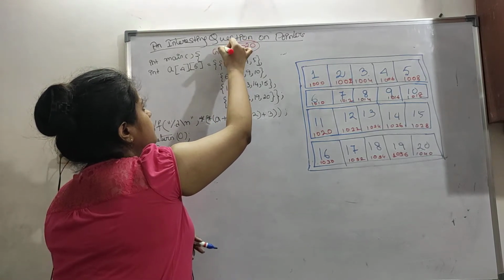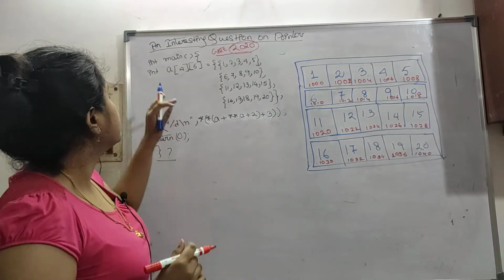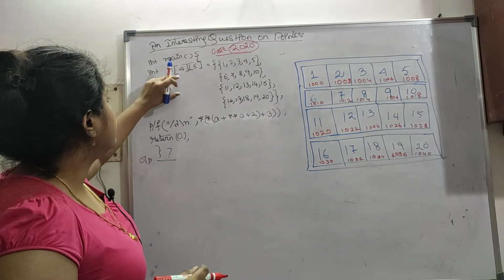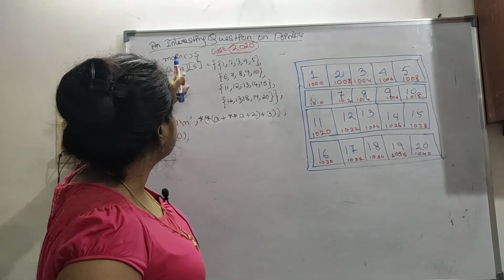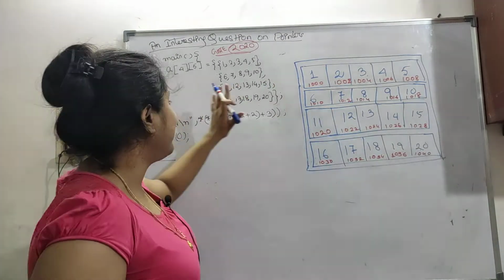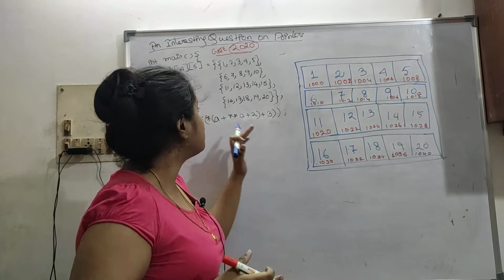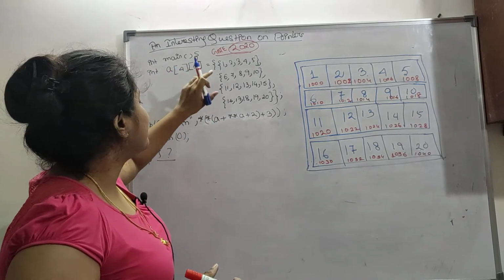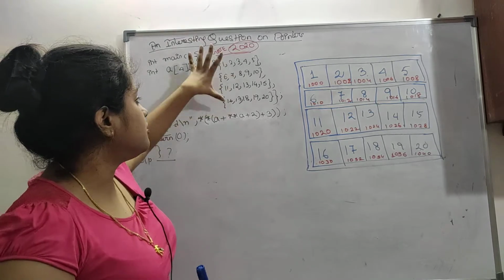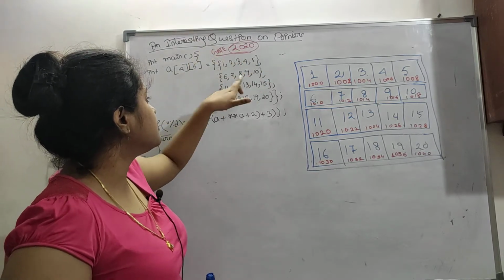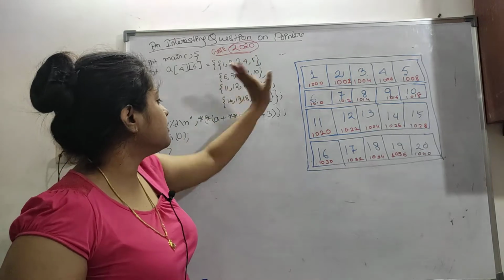GATE 2020. Okay. So int a[4][5]. So this is the two-dimensional array. Sorry, not arrow, array. My brain is not working properly. a[4][5], so 4 rows, 5 columns. The values are also given. So these are the rows and these are the columns, and these are all the values given.